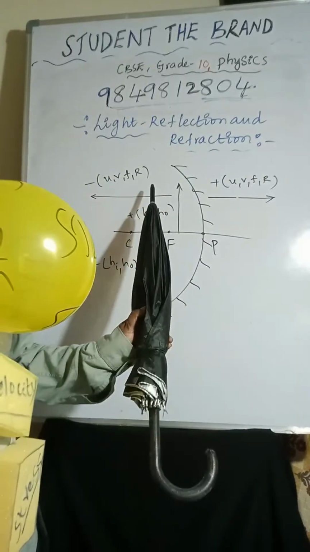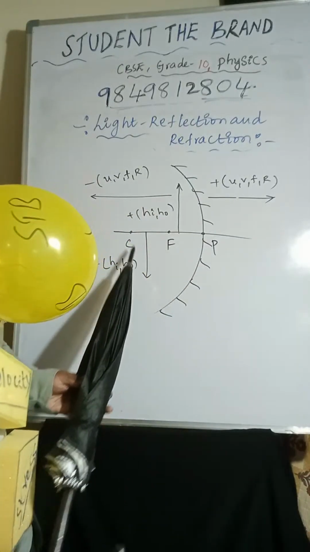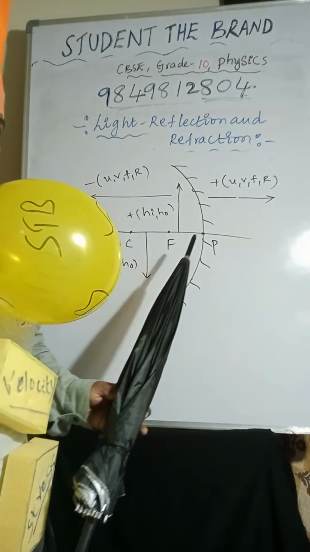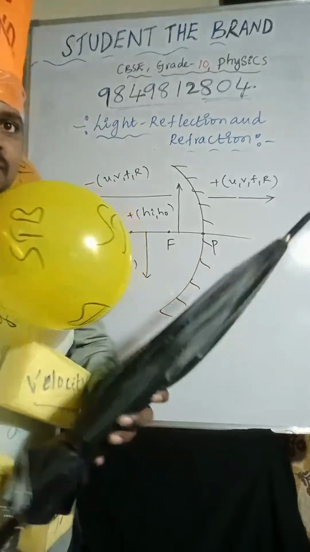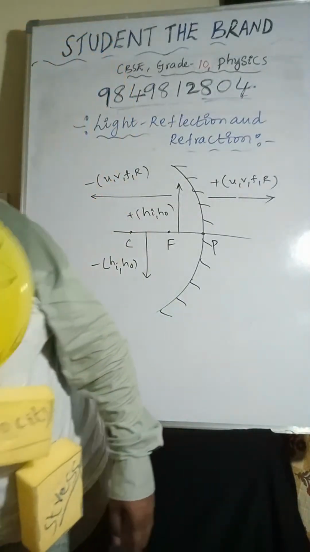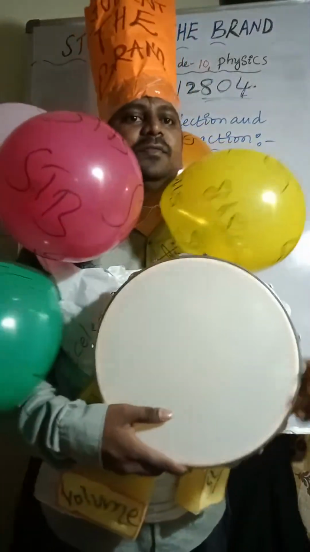Above the principal axis positive, below the principal axis negative. Height of the image and height of the object: above it is positive, below it is negative. Okay, all measurements we have to take from the pole. Now I'll discuss in the form of a song.